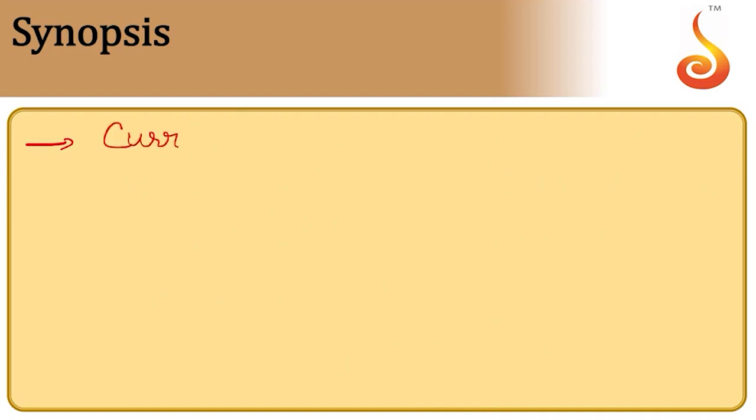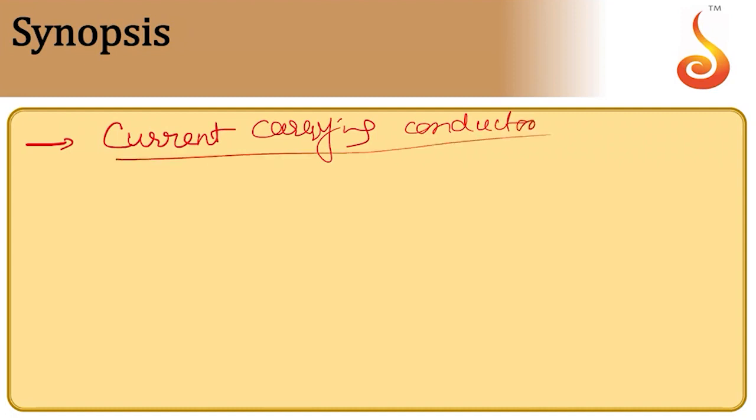Suppose I consider a current carrying conductor. A current carrying conductor placed in a magnetic field experiences a force. For example, let us consider a conductor of length L and the current in it is I and it is in a magnetic field B. Then the force on that current carrying conductor is given by F is equal to I into L cross B. F vector is I into L cross B.